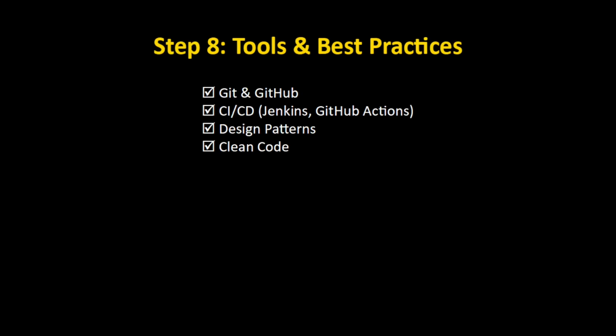Step 8 is all about tools and best practices. First, Git and GitHub. It's a must-have for teamwork and version control. Then CI/CD like Jenkins or GitHub Actions, so your code builds and tests automatically. Next is design patterns, which are proven solutions like Singleton or Factory that make your code flexible. And finally, clean code: meaningful names, no duplicate code, and simple methods. These practices turn you from just a coder into a real professional.